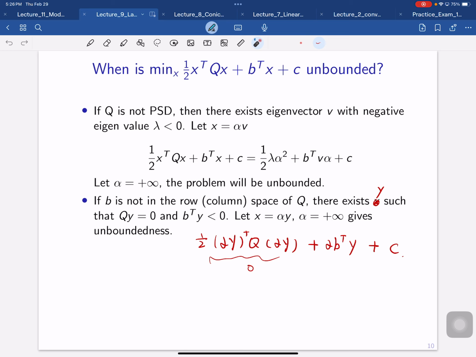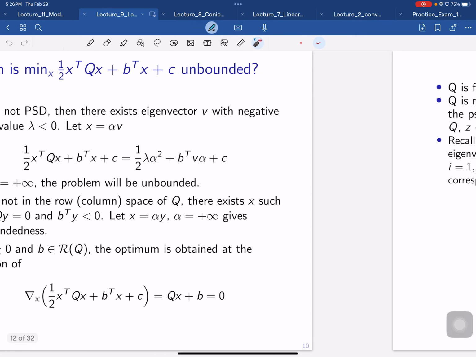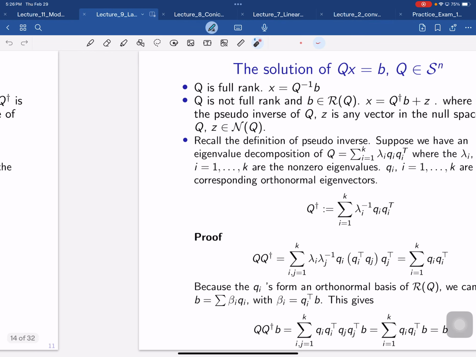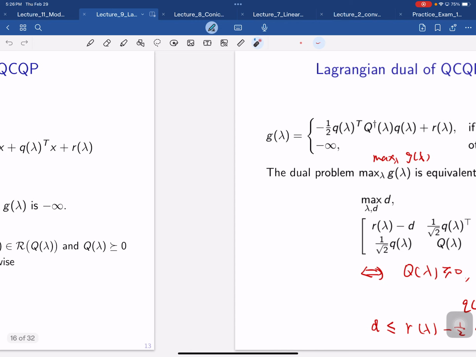First of all, when Q is not positive semi-definite, then it can be unbounded, right? You just pick an eigenvector with a negative eigenvalue. And we also talked about if b is not in the row space of Q, it can also be unbounded, right? So if it does not satisfy these two conditions, we show that for a generic QCQP problem, we have the Lagrangian dual in this formula here, where this is a pseudo-inverse of Q.